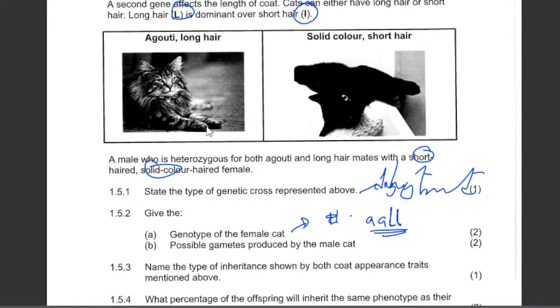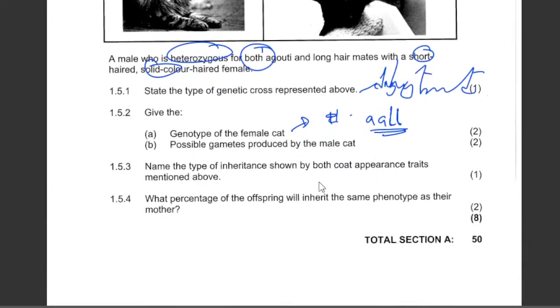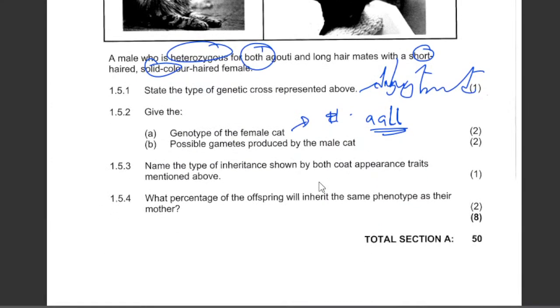And they're saying possible gametes produced by the male cat. Don't forget that this is heterozygous for both, because they said heterozygous for both characteristics. Therefore, let me write it here: both characteristics, meaning that it's going to be capital L.